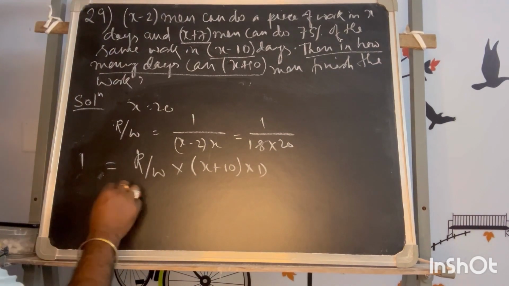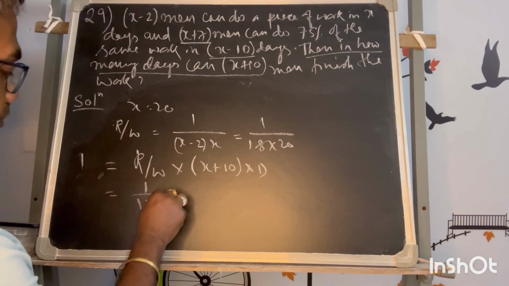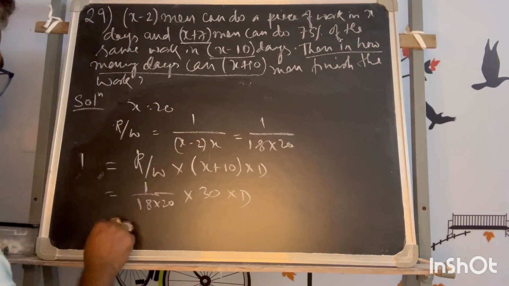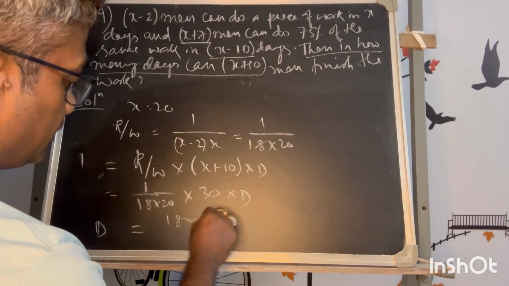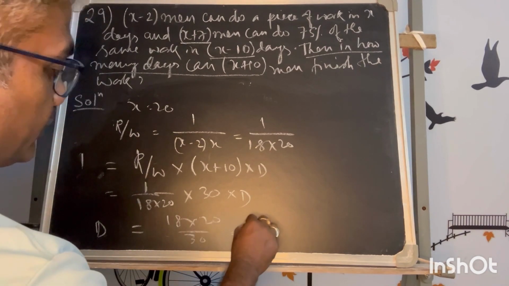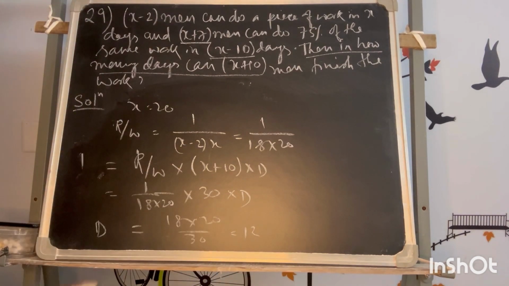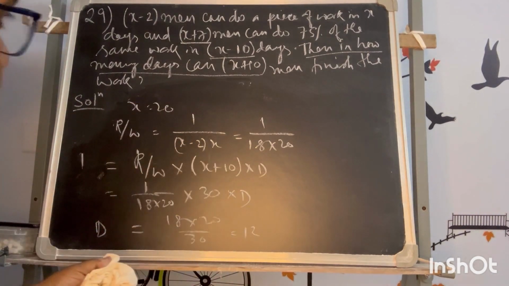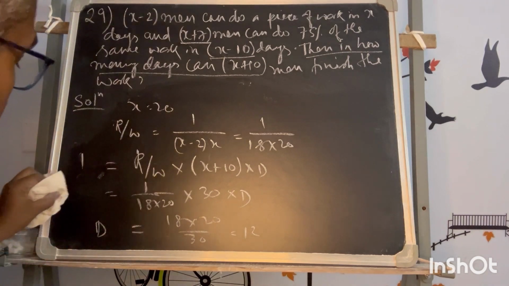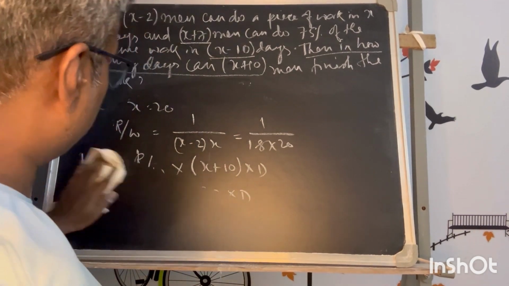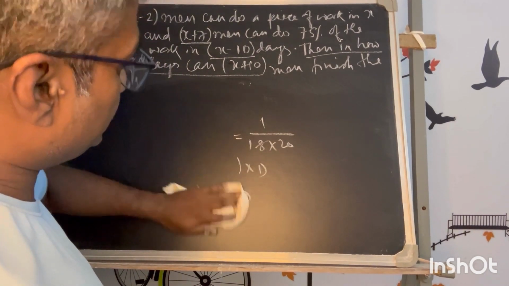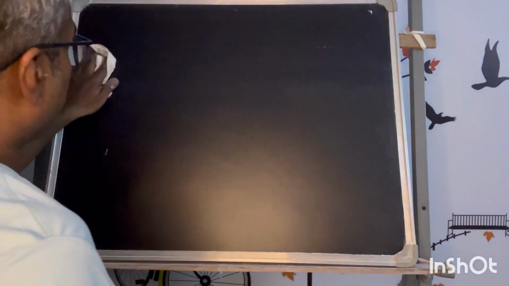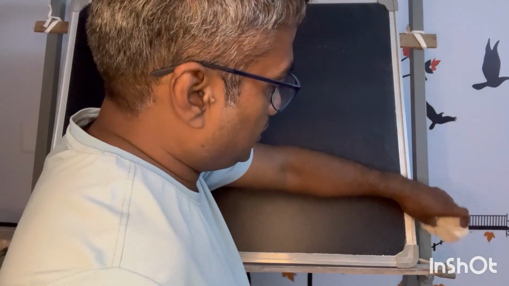So the total work is rate of work, 1 by 18 into 20, into this is 30 into d. So what is your d? d is then equal to 18 into 20 by 30. Now you can see which one is the best method, that you have to decide and adopt. This is a very straightforward method and I think you can do it very easily by this method. That's why I want to show you both so that you can distinguish and take your decision on which way you want to proceed.